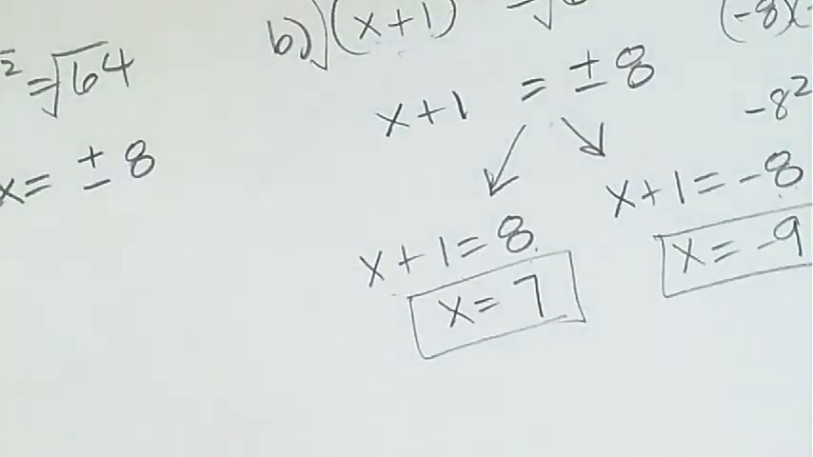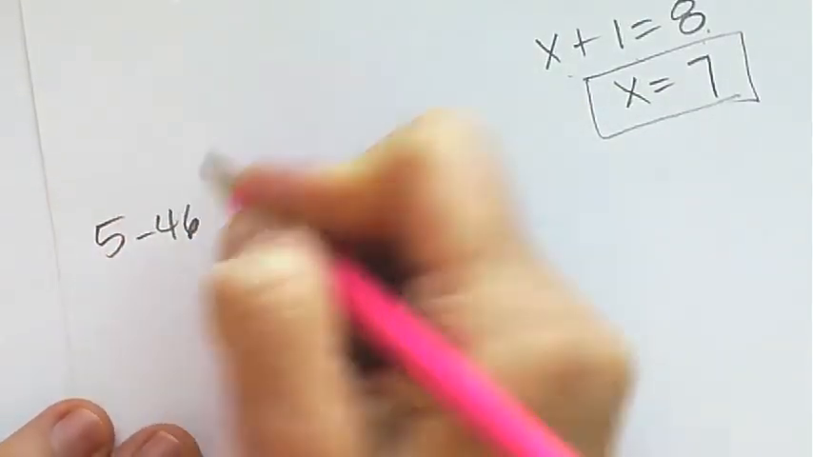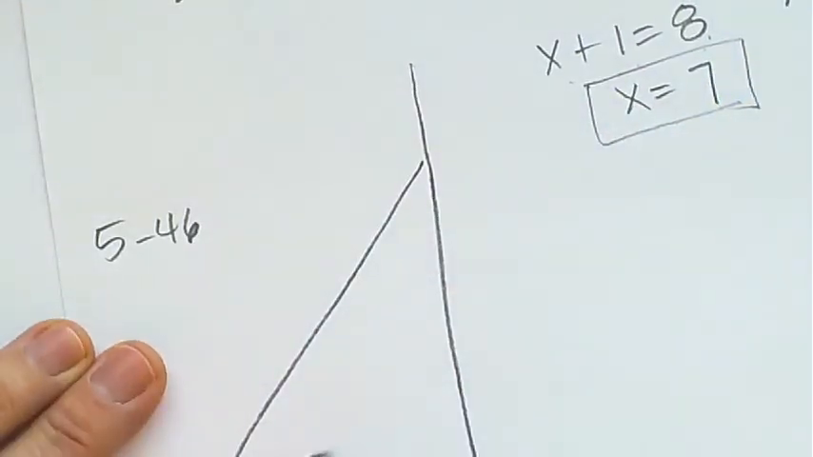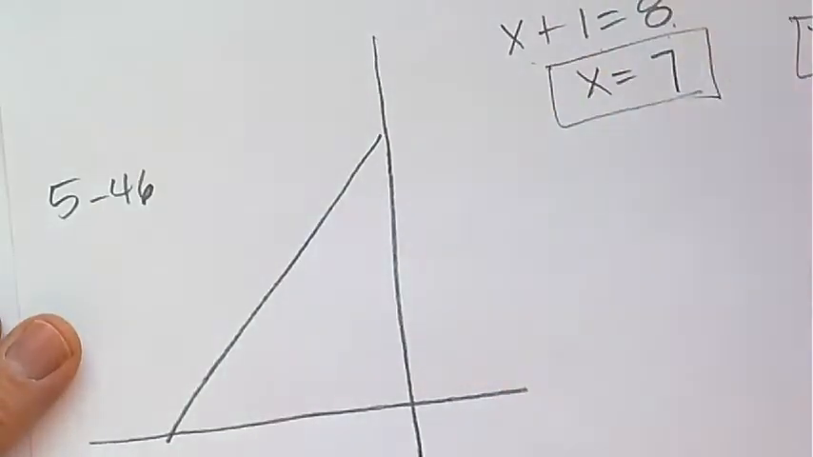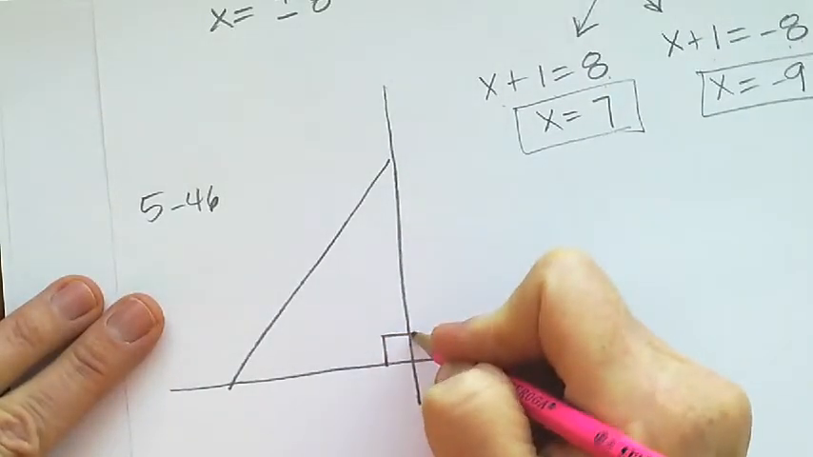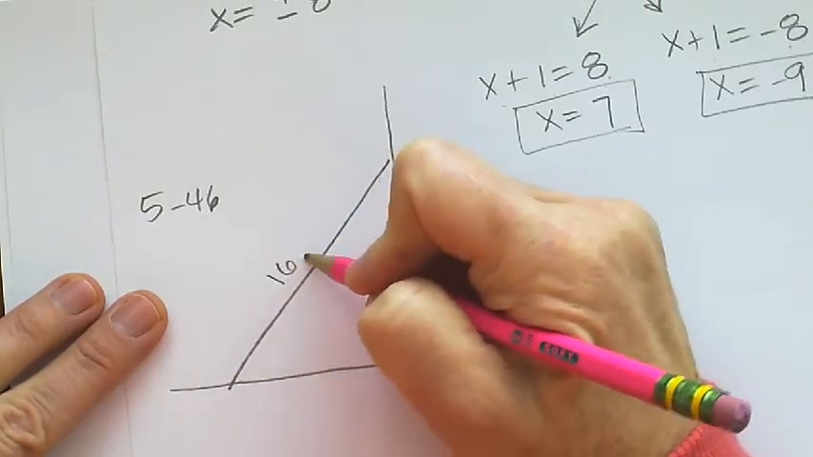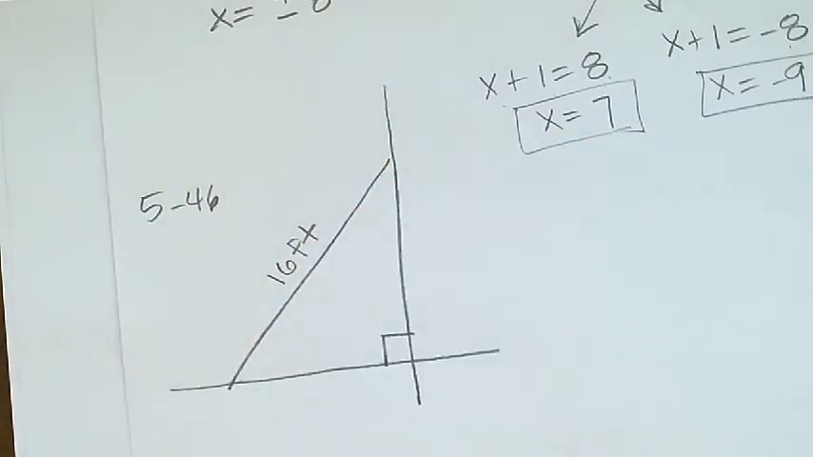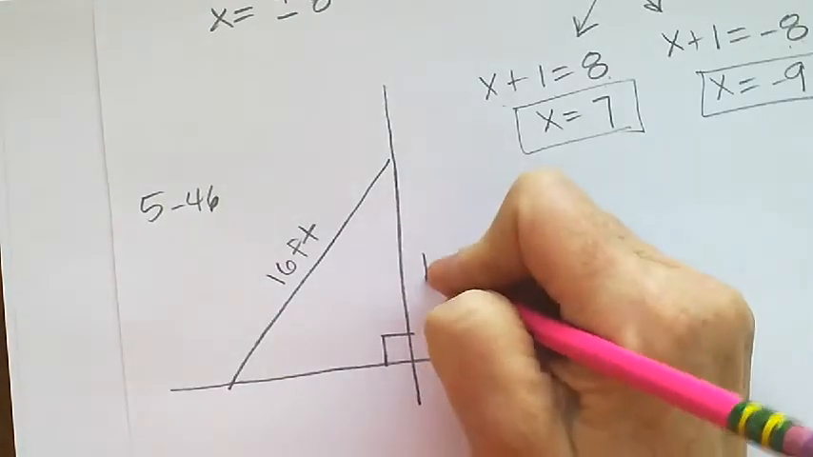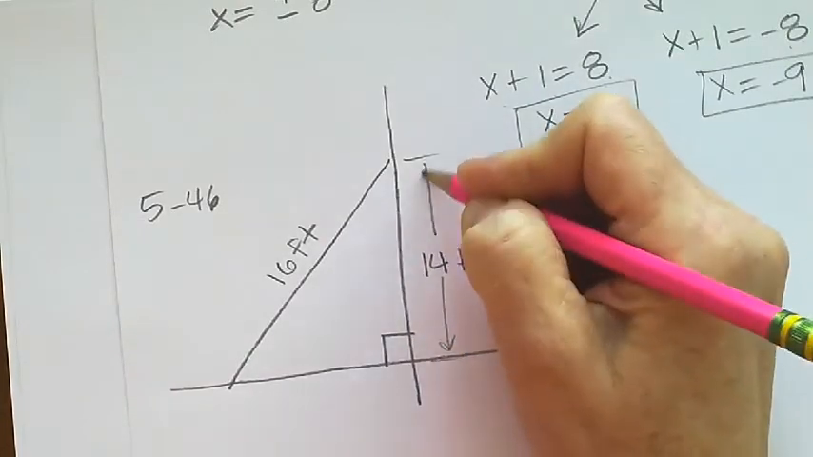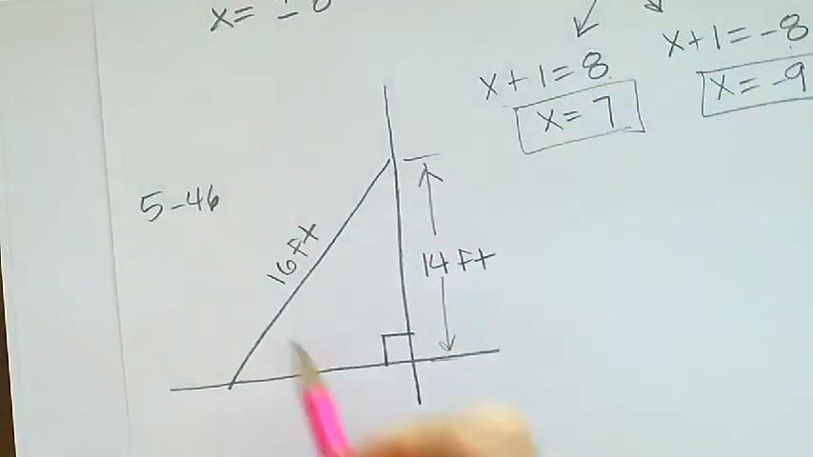So let's draw this picture. Here's the ladder. Here's the house. Isn't this a right triangle? He leans the ladder against the wall. The ladder is 16 feet long. And it makes contact with the house 14 feet above the ground. So here to here, this is 14 feet. And we want to know the angle that the ladder makes with the ground.